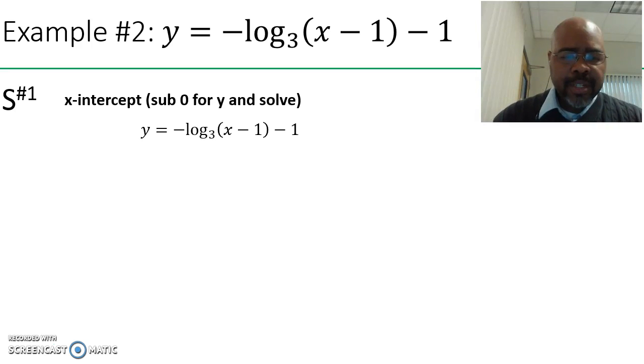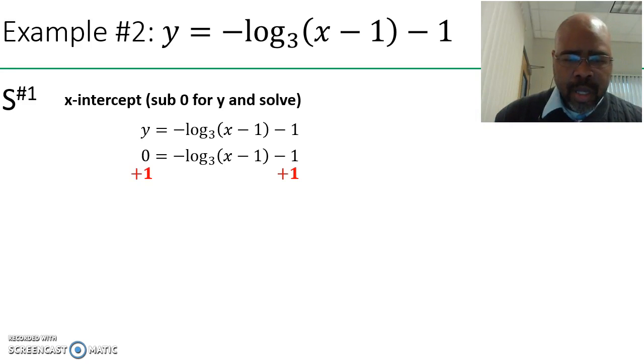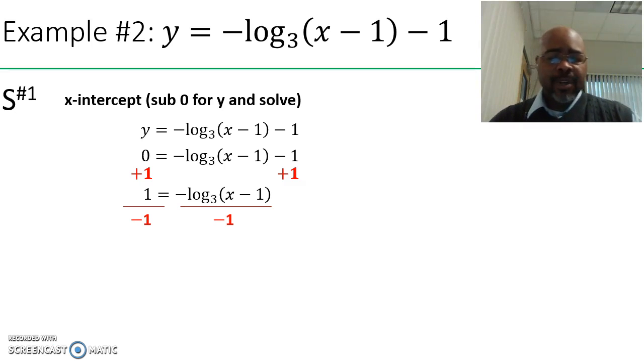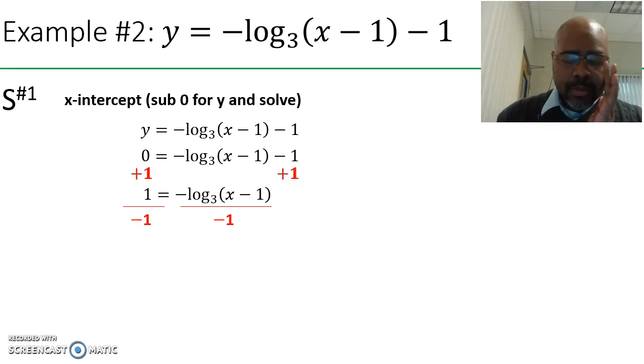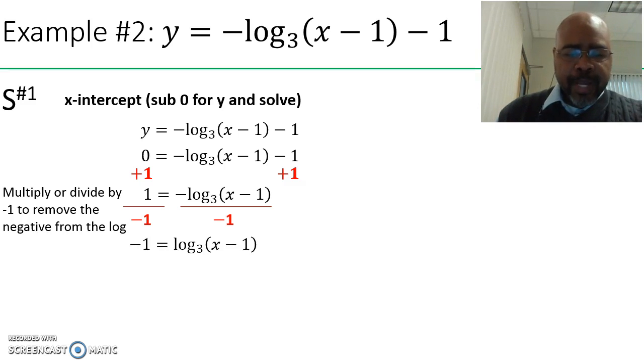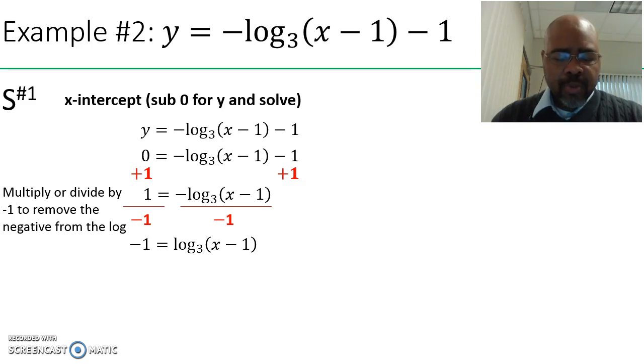So x-intercept: we substitute in 0 for y, and then we're able to add 1 to both sides. So we now have 1 equals negative log base 3 of x minus 1. So we divide both sides by -1 to get rid of that negative in front of my log. Like the note says, multiplying or dividing by -1 removes the negative from the log. So now I have -1 equals log base 3 of x minus 1. So log base 3 of x minus 1 equals -1.